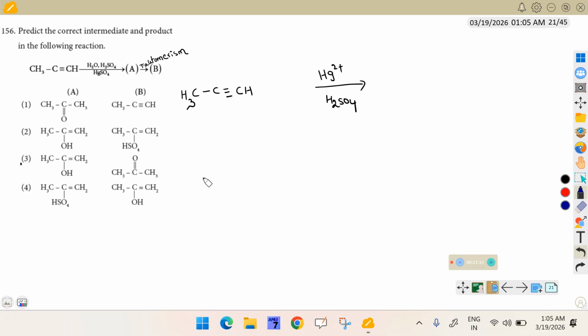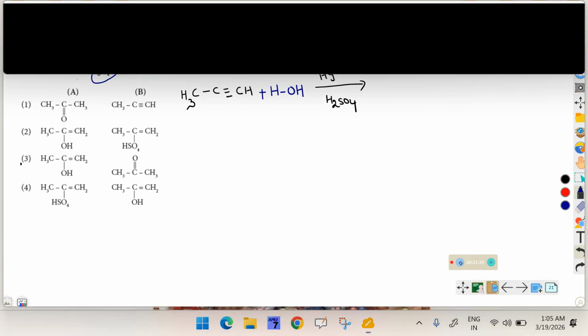Identify A and B in the following reaction. The alkyne reacts with H2SO4 and HgSO4. That means acidic hydrolysis takes place. H2SO4 HgSO4 acidic hydrolysis follows Markovnikov's rule. Add a water molecule to the given alkyne following Markovnikov's rule. According to Markovnikov's rule, add the hydrogen atom to the unsaturated carbon which contains more number of hydrogens.